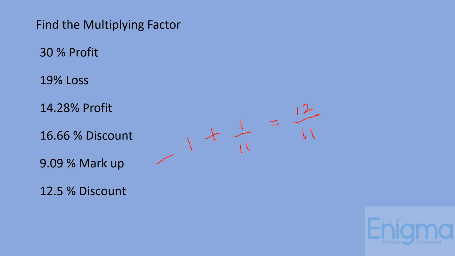12.5% discount. 7 by 8. Correct. 7 by 8, that would be the multiplying factor. Now 12.5 percentage, basically it is 1 by 8. Because it is discount, it has to be subtracted. So 1 minus 1 by 8, we get 7 by 8. Correct. I hope everyone has understood. Any doubts until now? Have you seen the formulae? Otherwise, I'll just show you the formulae as well. No, sir, we saw.